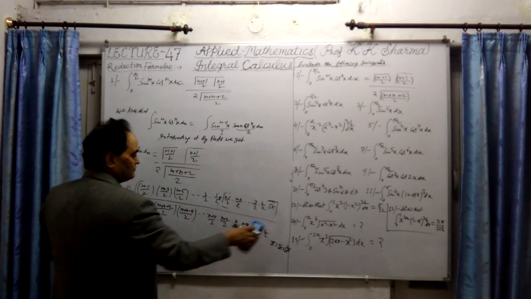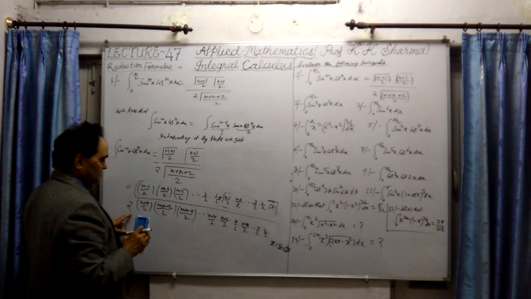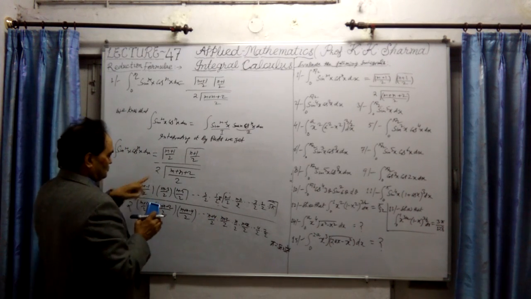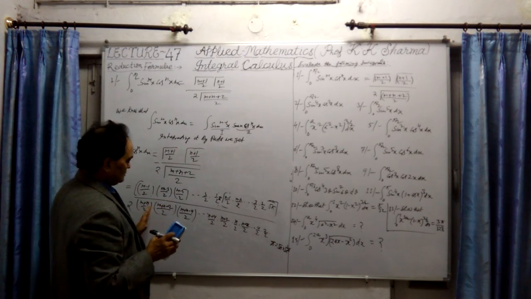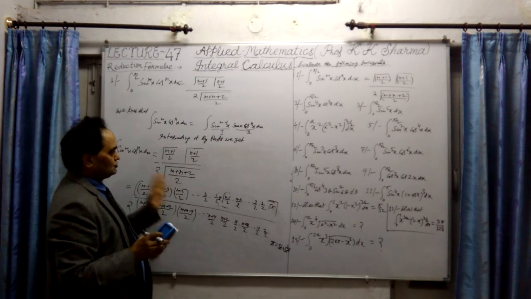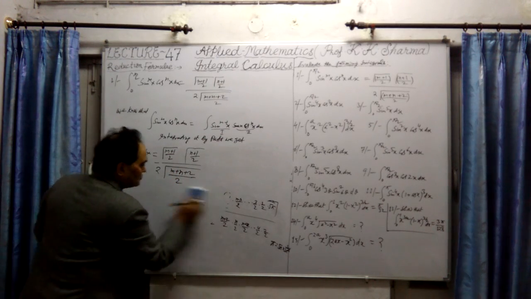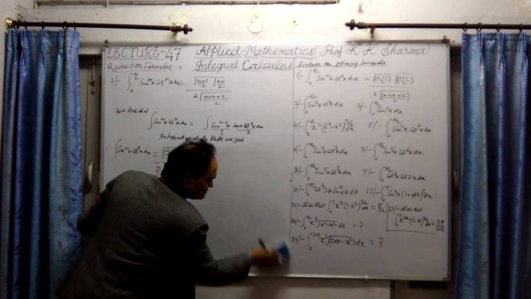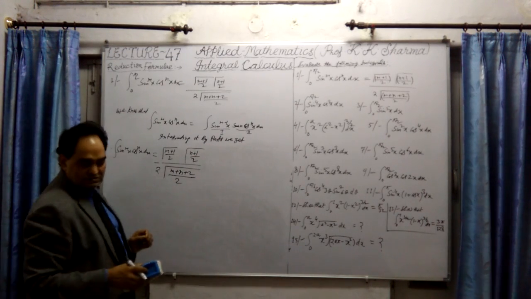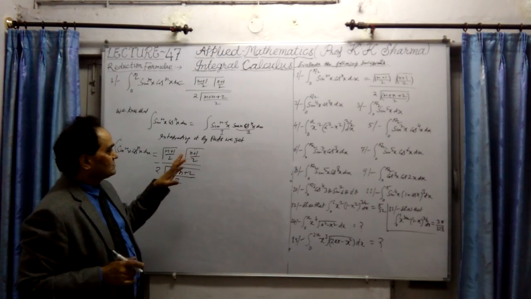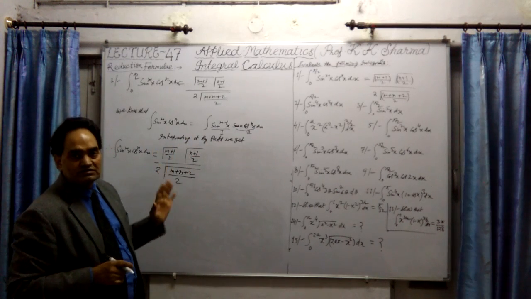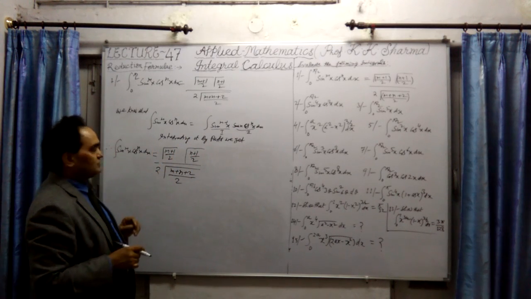But this 2 has come from pi by 2. The 2 is here. This is pi of gamma. This whole value is gamma m plus n upon 2. This is the value when m and n both are even integers. Okay, so this is the value which we are obtaining.